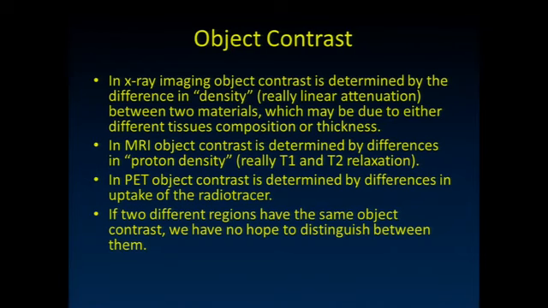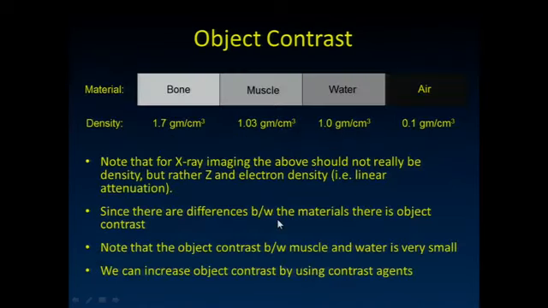Maybe we would on MR, because maybe there is a difference in the density of protons in that area. So in MR, maybe it's proton density. In PET, it's the amount of uptake of a particular radiotracer in those tissues. If two regions have the same object contrast, we can't hope to make an image of them. So we've got to have object contrast.